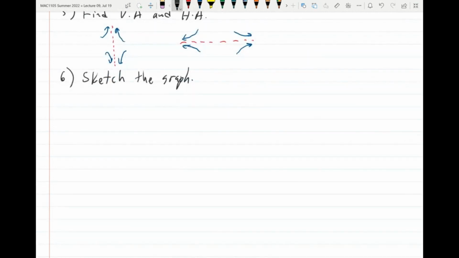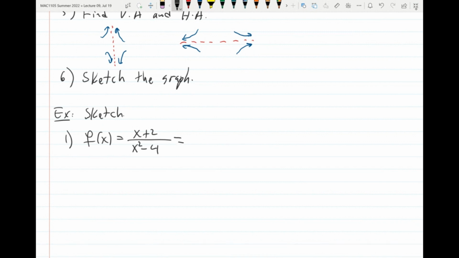Okay, so let's do examples. So sketch, and let's see. Let's sketch the one that we saw before. Let's do this one, and then I'm gonna give you two more for you to try. Okay, f of x equals (x plus 2) over (x squared minus 4).